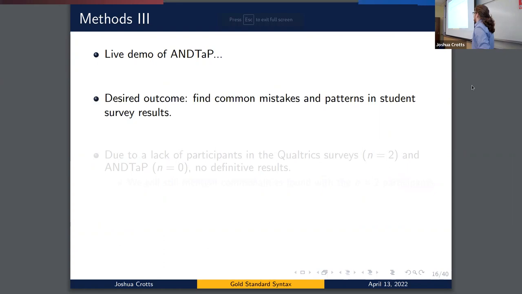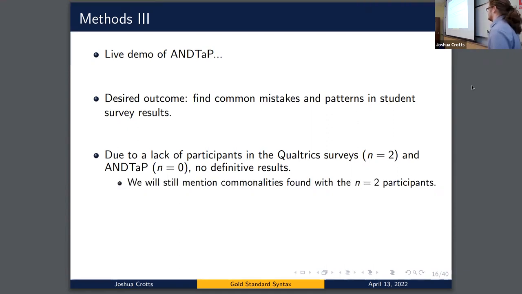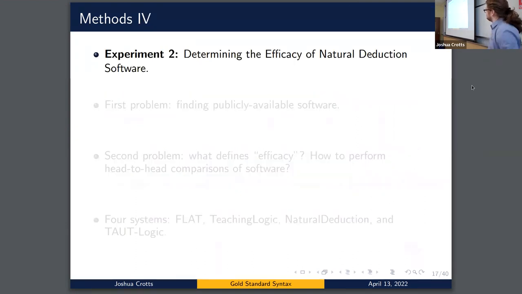So what did we want to find from these three components? We wanted to know what the common mistakes were and what patterns we could observe to deduce what is difficult to a student. However, we noticed that even with pretty heavy recruiting, we just didn't get that many participants. We had 2 that participated in the surveys and none that actually participated in the ANTAP portion. So we don't have any definitive conclusions, but we will still mention what we found among those 2 participants because it is still important to see.